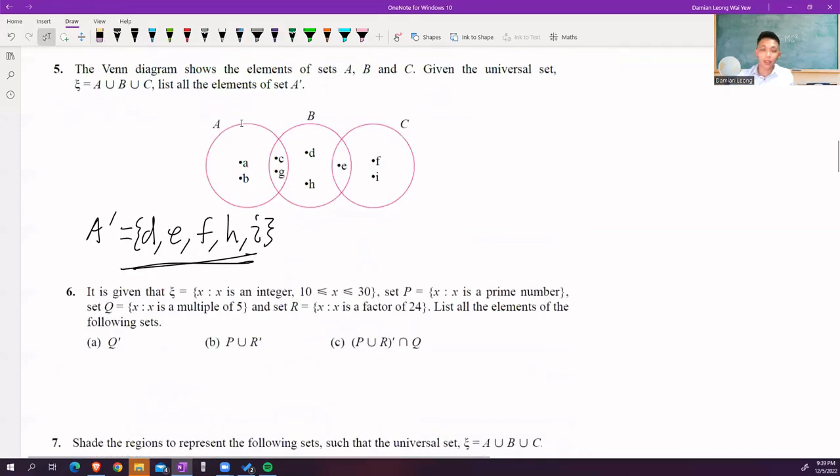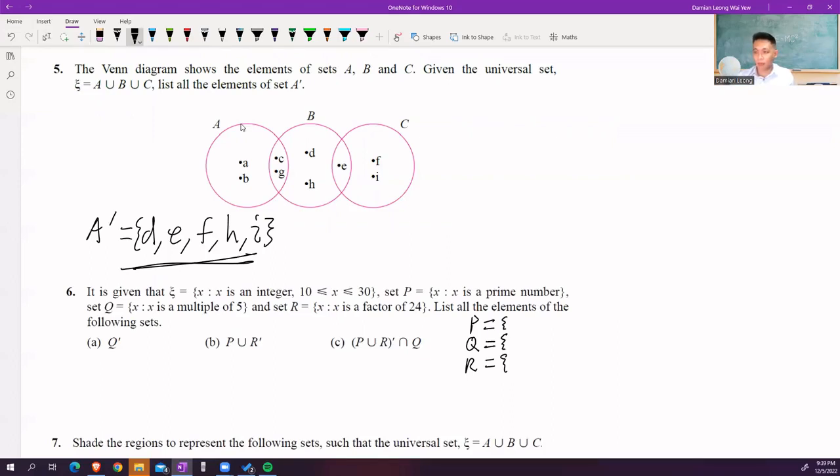Question 6. It is given that the universal set is x where x is an integer, x is more than or equal to 10, less than or equal to 30, meaning integers from 10 to 30. Set P is prime numbers, set Q multiples of 5, set R factors of 24. List all the elements of the following sets. Best is we list out what is inside set P, set Q, and set R first. Then it's easy to see the complement, the intersect, the union, and all that.